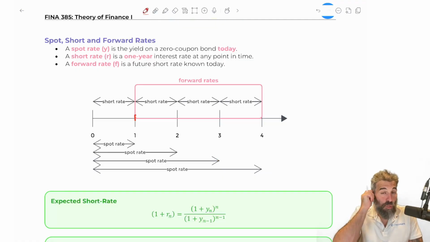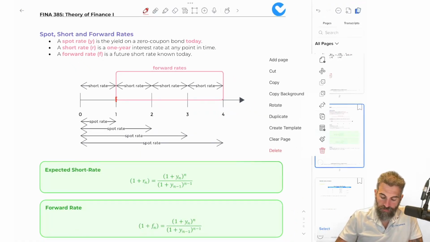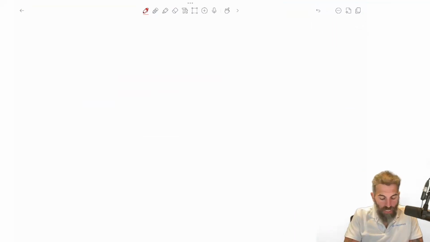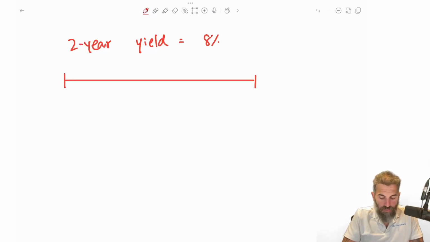If I buy a 2-year bond today, okay, and that bond promises me, I'm going to try and illustrate this. Okay. If the 2-year bond yield today is 8%. First of all, let's make sure we understand what that means. It means that if you buy a bond today, you will receive 8% per year for 2 years. You will earn 8% per year for 2 years. That's what a 2-year yield is.